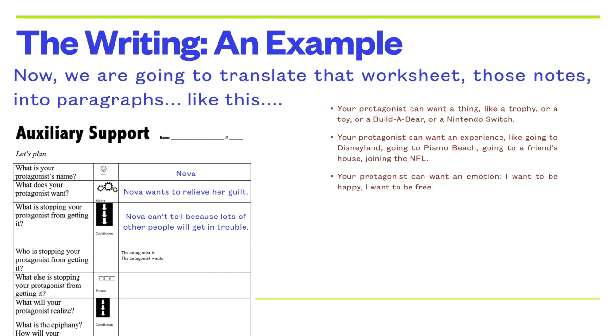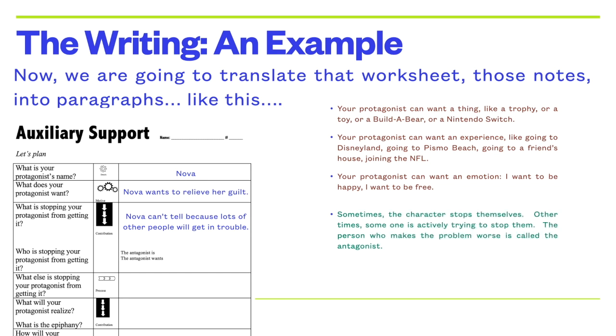Okay, now my protagonist, now she wants to relieve her guilt, but she can't because she thinks if she tells what she knows, other people are going to get in trouble, right? That's how she's feeling. So she's in fact stopping herself, right? Now, sometimes the character stops themselves. Other times, someone is actively trying to stop him. That person is called the antagonist. Now, in my story, there's not really an antagonist. What else is stopping your protagonist from getting what she wants?